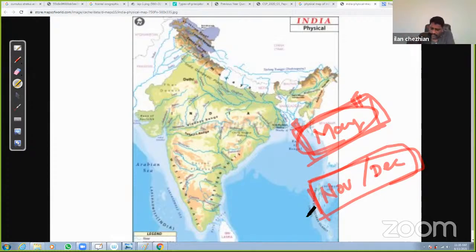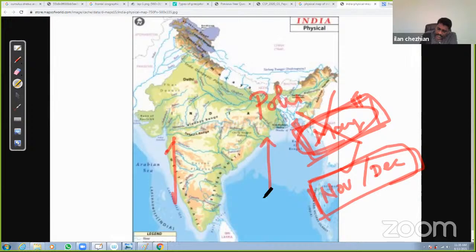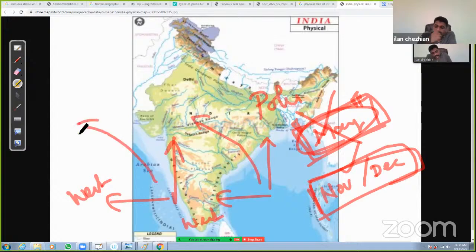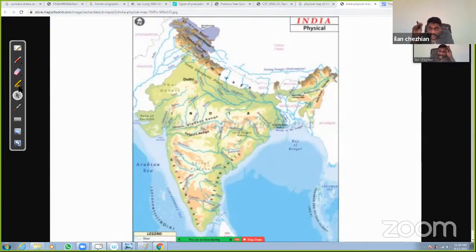Now, forget about May. Normally, November and December cyclones move towards the poles and slightly towards the west. That's the reason Bay of Bengal cyclones entering the west coast of India is more common than Arabian Sea cyclones entering it. The probability of Arabian Sea cyclones entering the west coast itself is very less because of the path of the cyclone. All these are facts.